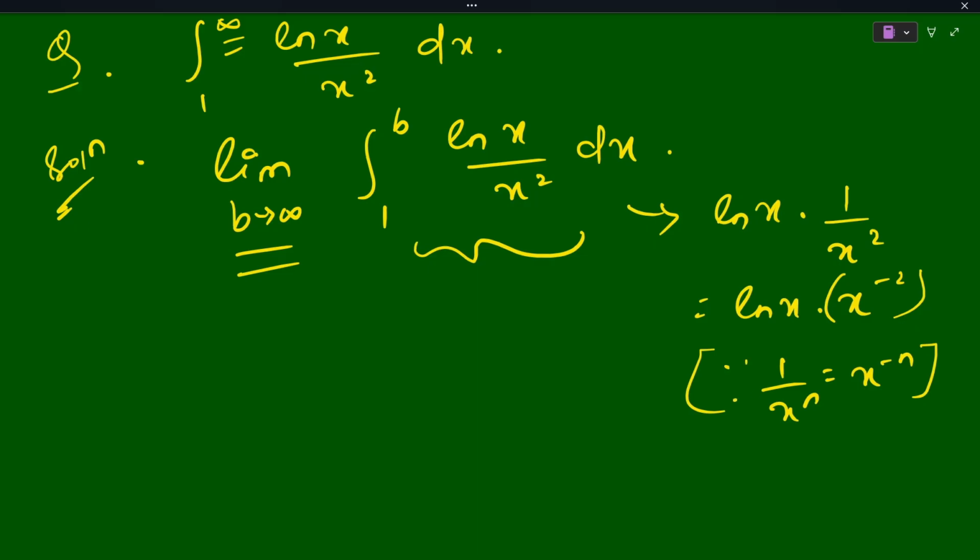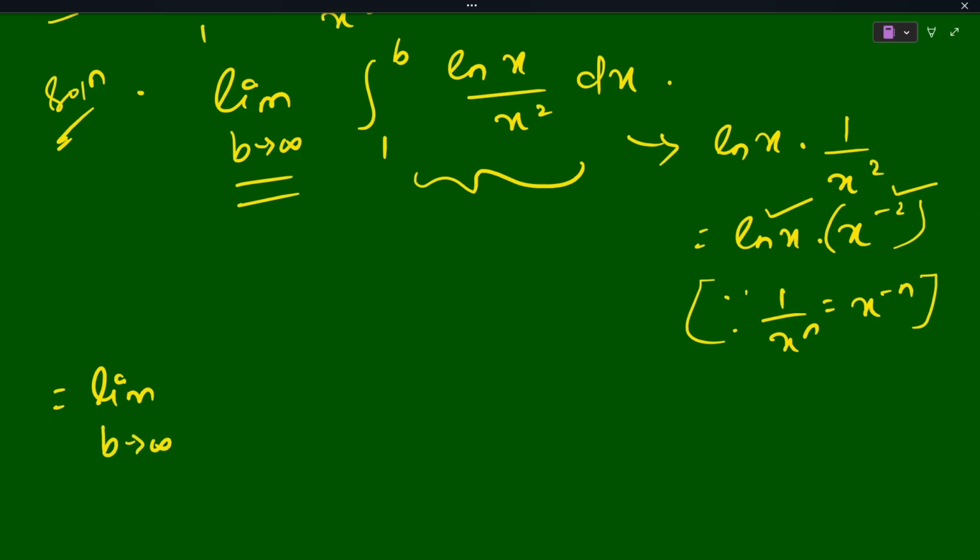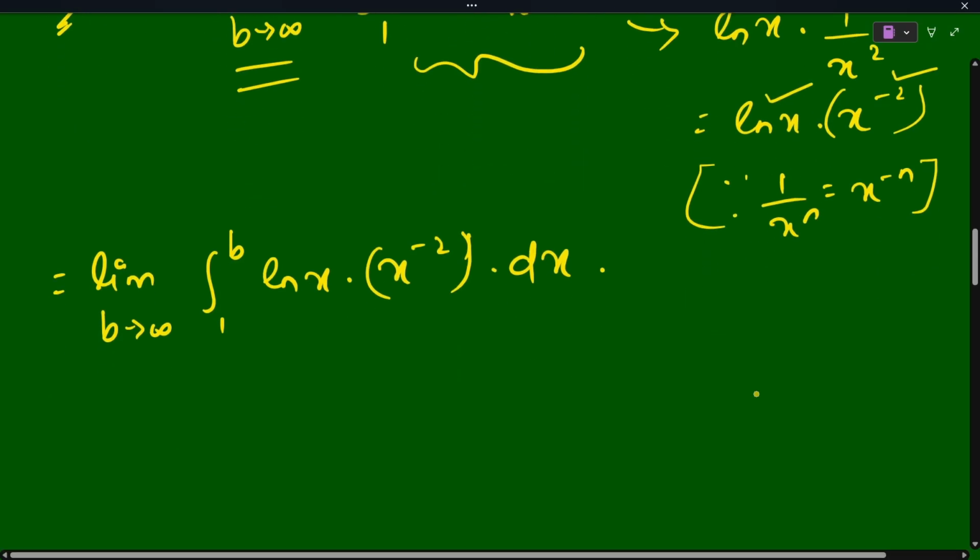Now see, here there are two functions. One is the ln x function, another is the x to the power minus 2 function. So if there are two functions, then we will have to use integration by parts. So how to find this by parts integration? Let's see. So this is limit b tends to infinity, and this is 1 to b. Now I am writing this thing as x to the power minus 2 into dx. Now what is the integration by parts rule? It is the ILATE rule.